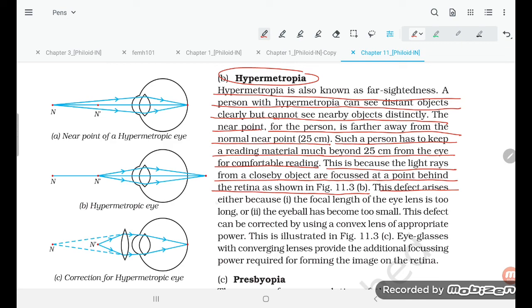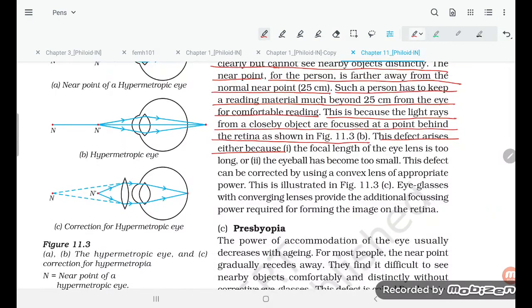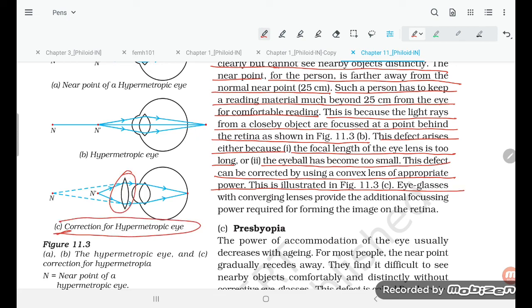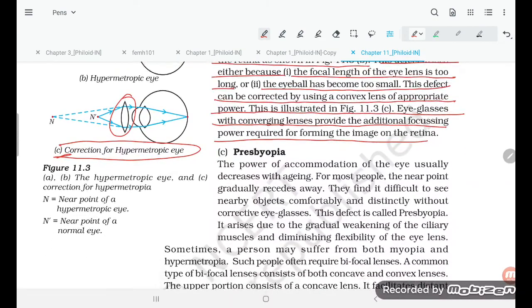This defect arises either because, first, the focal length of the eye lens is too long, or second, the eyeball has become too small. This defect can be corrected by using a convex lens of appropriate power. This is illustrated in figure 11.3c. Here the convex lens has been used. The converging lens provides the additional focusing power required for forming the image on the retina.